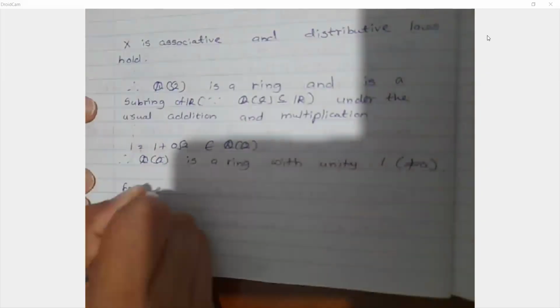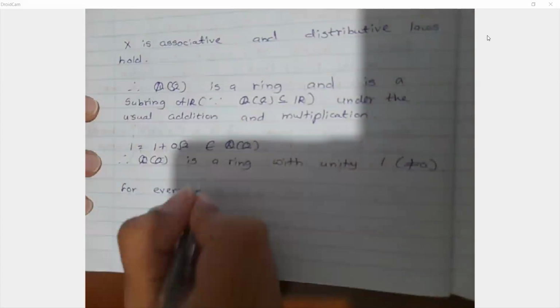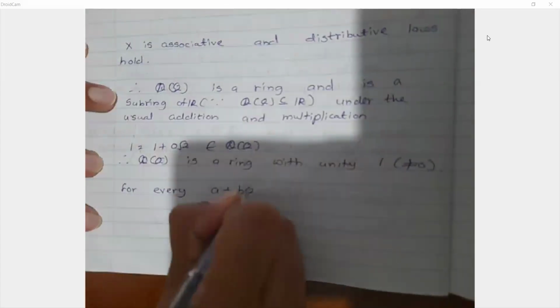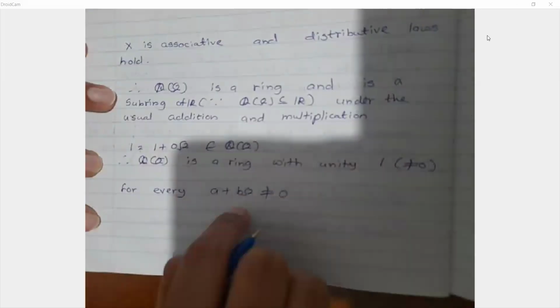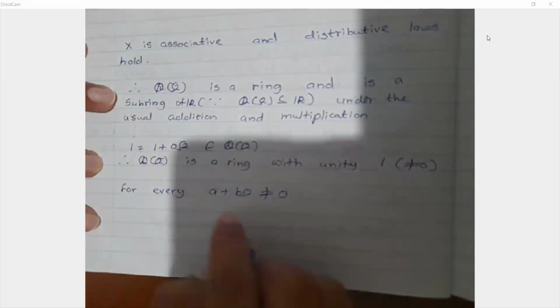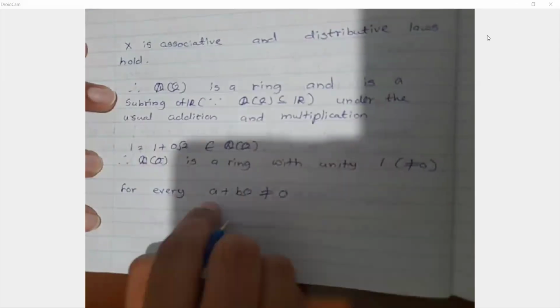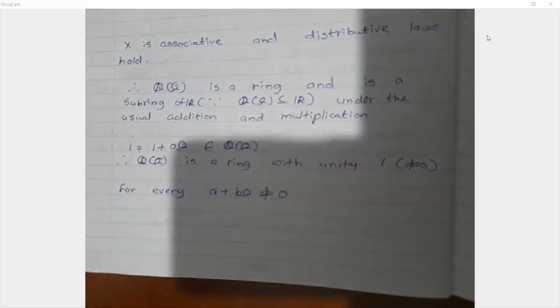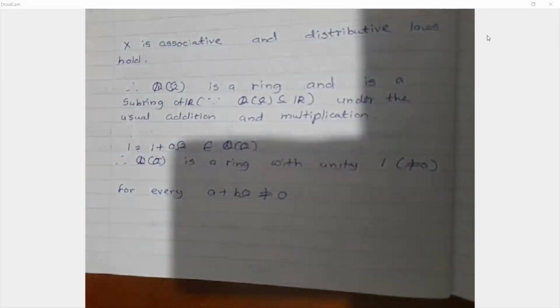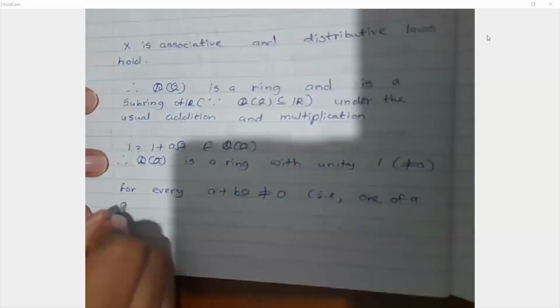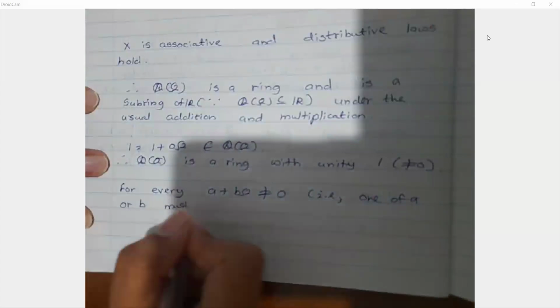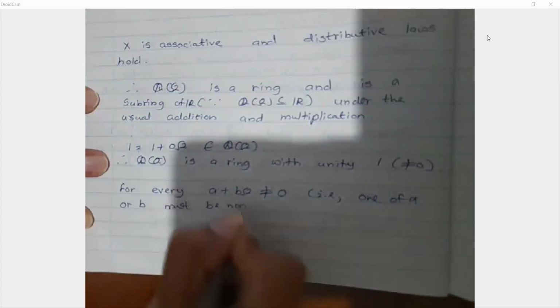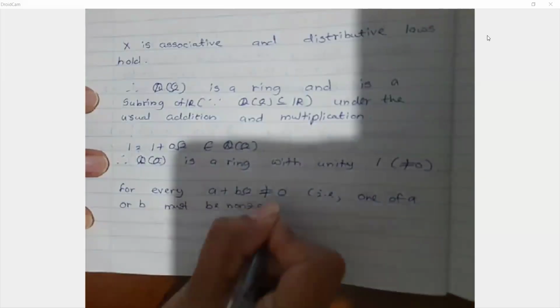For every a plus b root 2 which is not equal to 0, so it's a non-zero element that you take from this ring. If this is non-zero, this means one of a or b must be non-zero. Both can't be 0 at the same time. One of a or b must be non-zero, right?